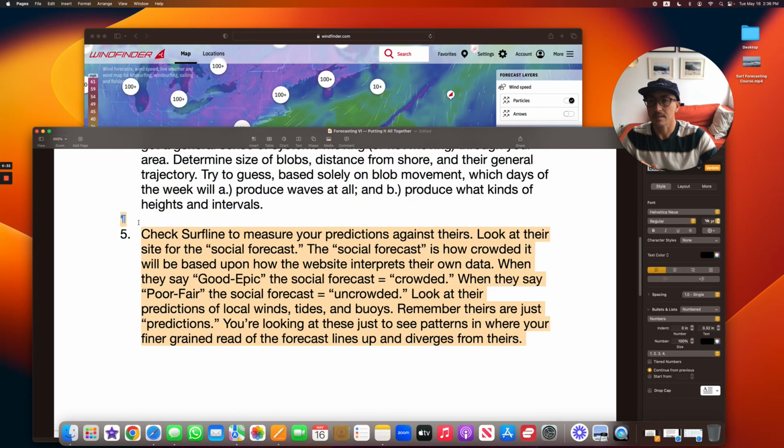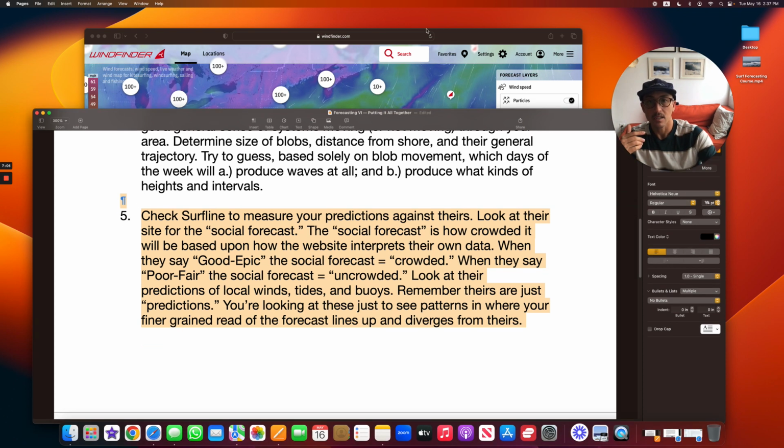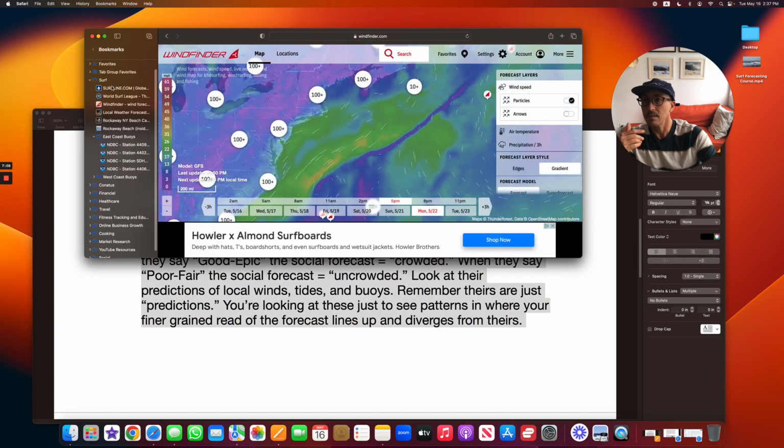All right. Check Surfline. I use Surfline to measure your predictions against theirs. Look at their site for the social forecast. The social forecast is how crowded it will be, based upon how the website interprets their own data. When they say good to epic, the social forecast is usually crowded. When they say poor to fair, the social forecast is usually uncrowded. Look at their predictions of local winds, tides, and buoys. Remember that theirs are just predictions. You're looking at these just to see patterns in where your finer-grained read of the forecast lines up and diverges from theirs. All right, so we will go to Surfline.